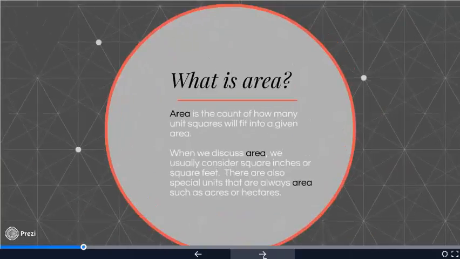Now area is the count of how many little squares will fit into a given area. So if you imagine a square that's 1 inch by 1 inch, and you cut that out of a piece of paper, you're going to say how many of those squares will fit into the shape that you're analyzing. So we'll learn that when we discuss area, we consider square inches or square feet. The unit is usually squared when you discuss area. There are, however, some specialized units that are always area, such as acres or hectares.